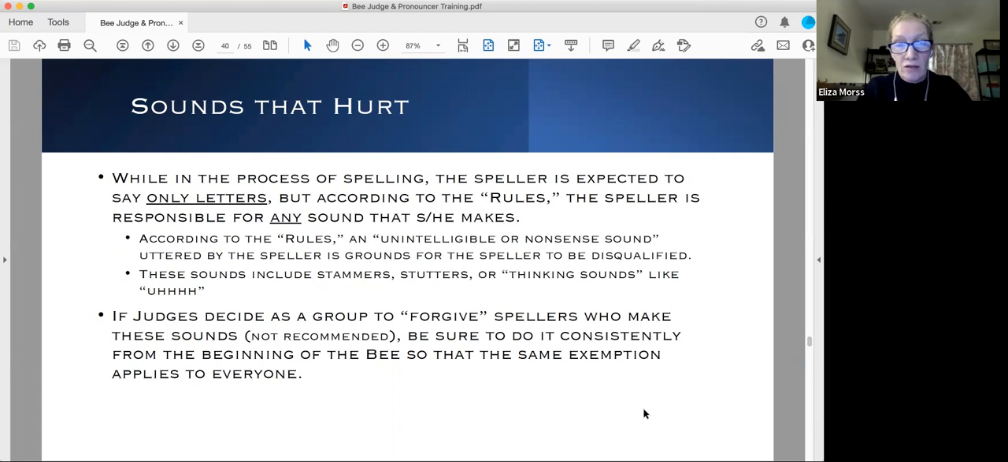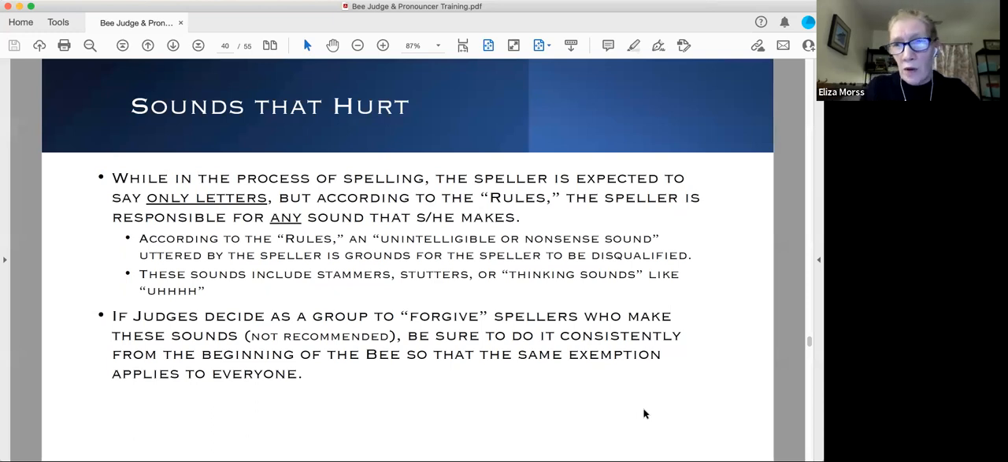So it's up to the judges to decide to forgive the spellers who make these sounds or not. But if you were, as a group, going to decide to forgive all spellers who make any sort of these in-between sounds, I wouldn't recommend it, just because it's hard sometimes to apply consistently. But anyway, it's up to you to decide. I'd say it's better to be strict and just make clear what the rules are and what the standards are from the very beginning, so everybody understands it's a game. It has sticky rules, and that's how we get from 60 people to one person in the end. That's how the game is played.